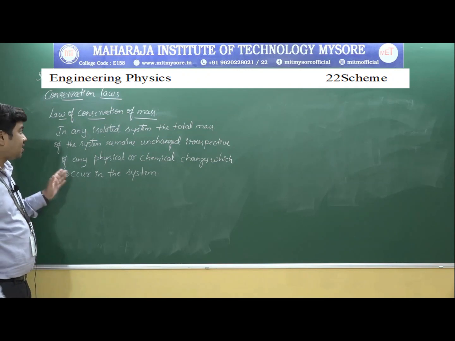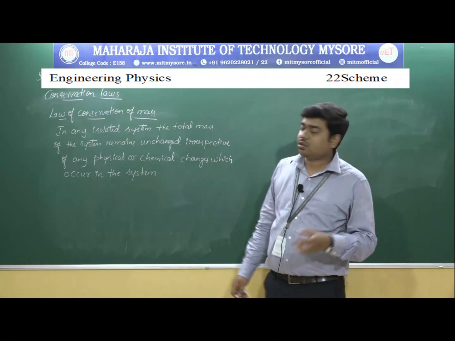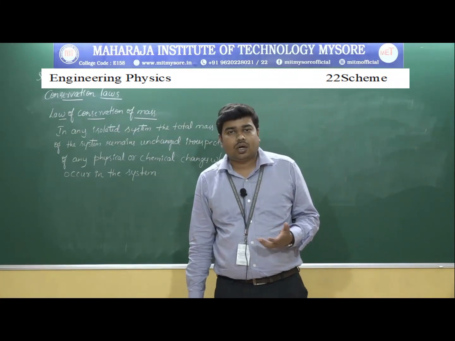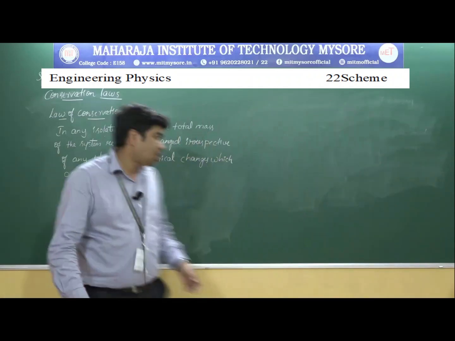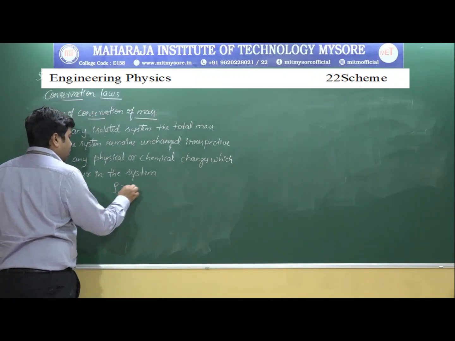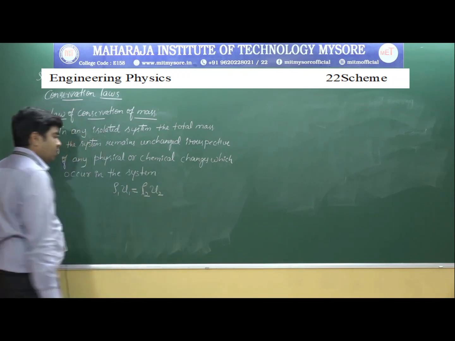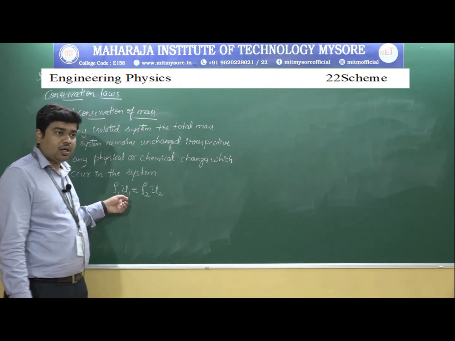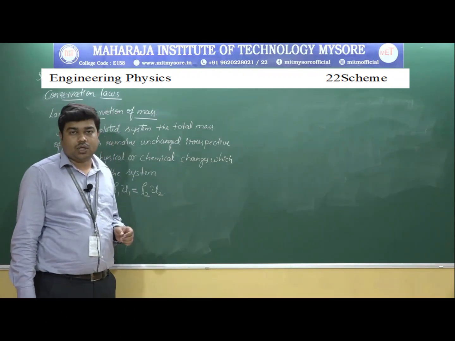So, the law of conservation of mass says that if you consider an isolated system, the total mass of that isolated system remains unchanged even though any physical or chemical activities may take place inside the system. The equation for this is given by ρ1 u1 = ρ2 u2, where ρ1 is the density and u1 is the flow velocity in the pre-shock side, and ρ2 is the density and u2 is the velocity in the post-shock side of a shock wave.